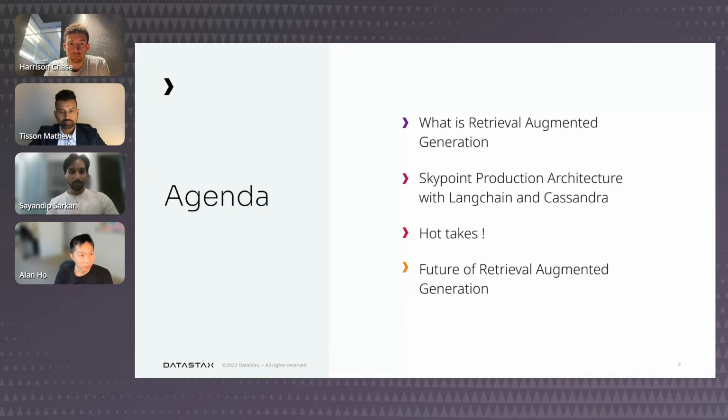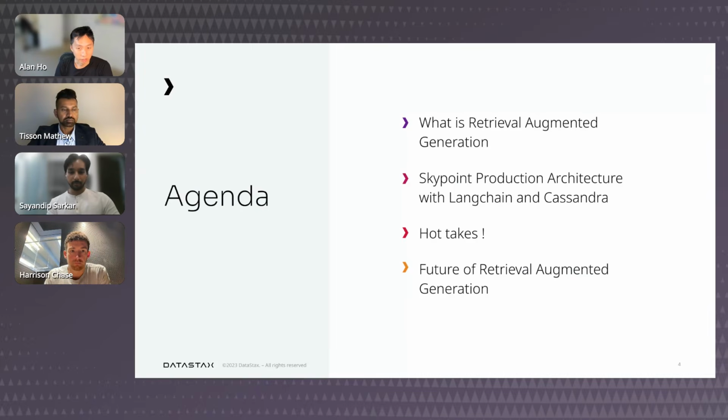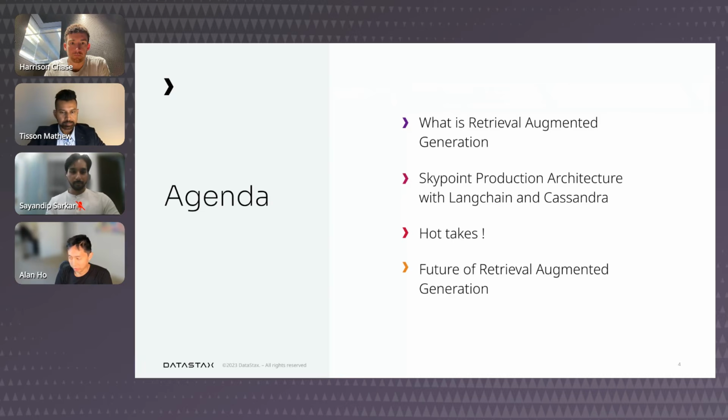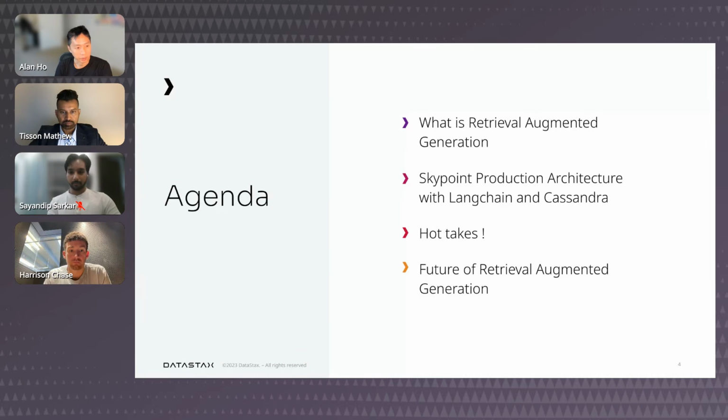So today I'm going to first kick it off by talking a little bit about what is retrieval augmented generation, to help ground the conversation. Then we're going to talk about Skypoint's path to production. And because Skypoint is a healthcare company, they had a lot of challenges that they had to overcome in order to make these LLMs useful. And so they're going to guide us through what's the difference between a POC versus an actual production use case.